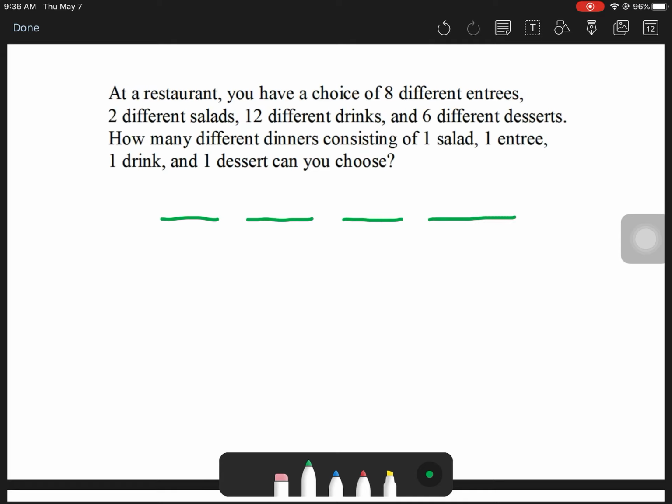All we need to do with the fundamental counting principle is simply multiply the choices together, and that would tell us how many different meals that we could order with 1 from each category. In this case, there would be 1,152 different meals that we could order at this particular restaurant.